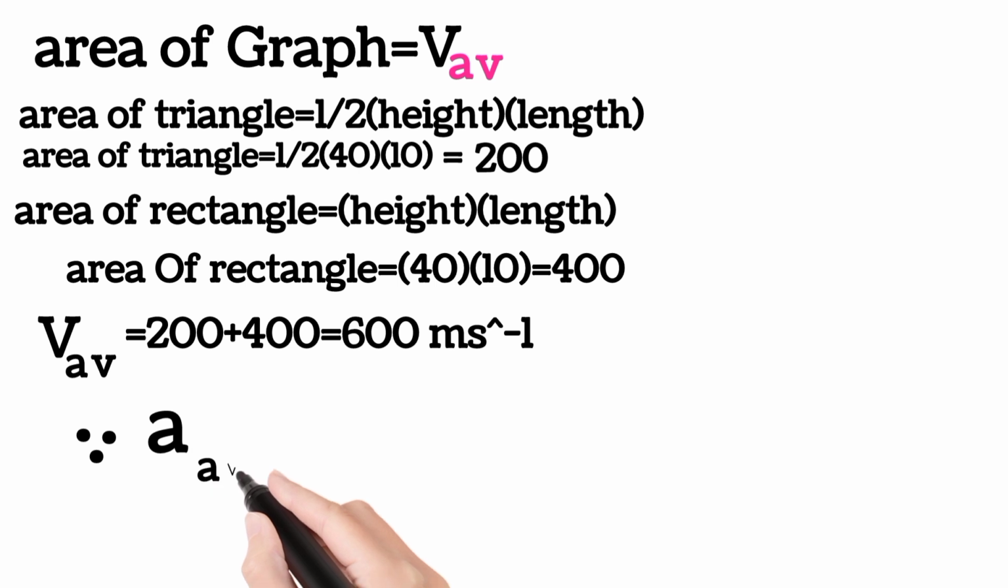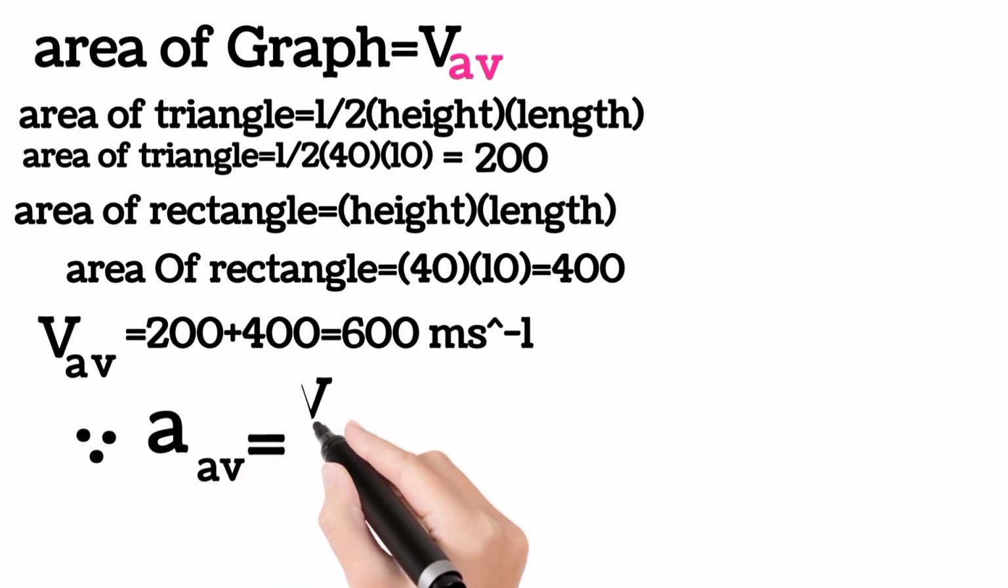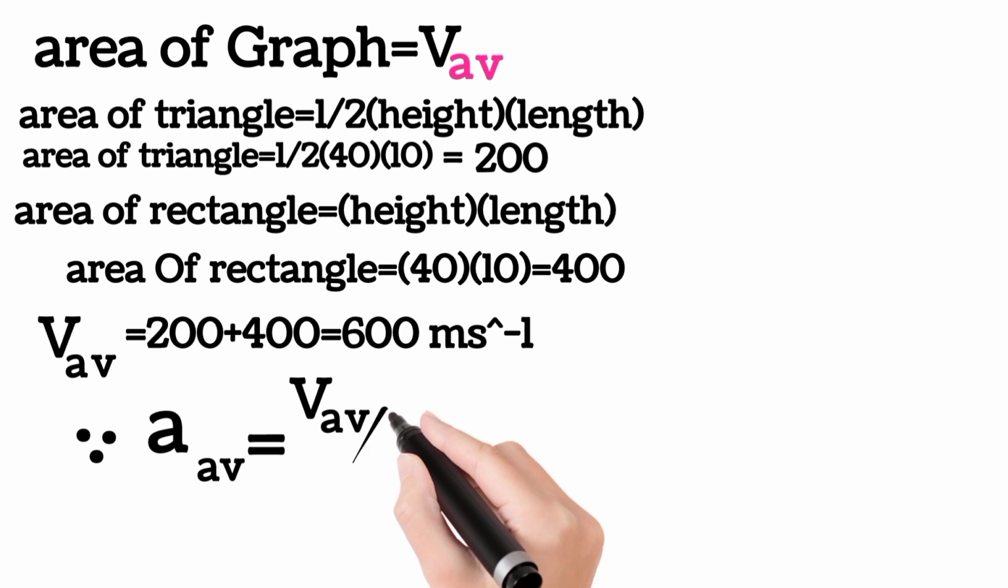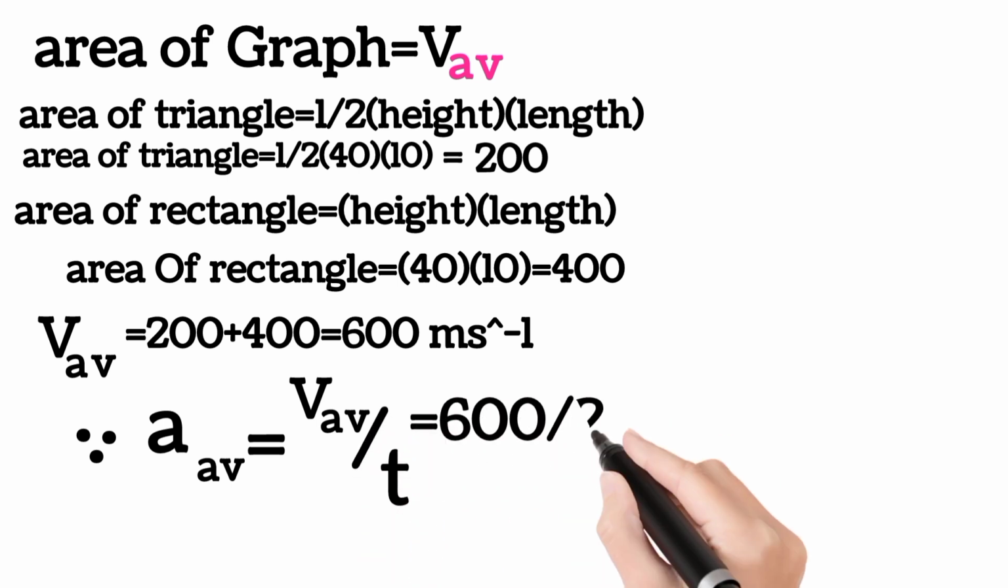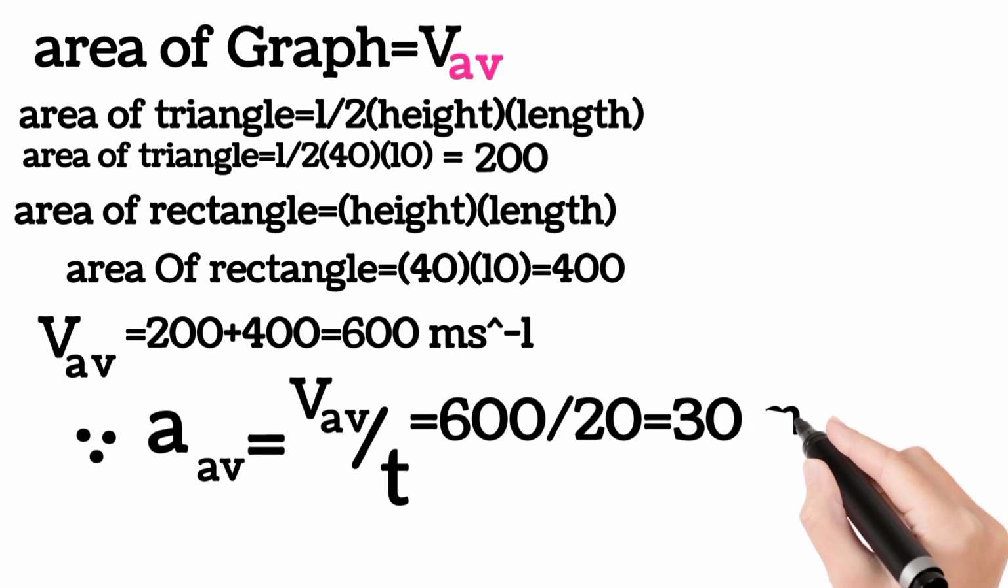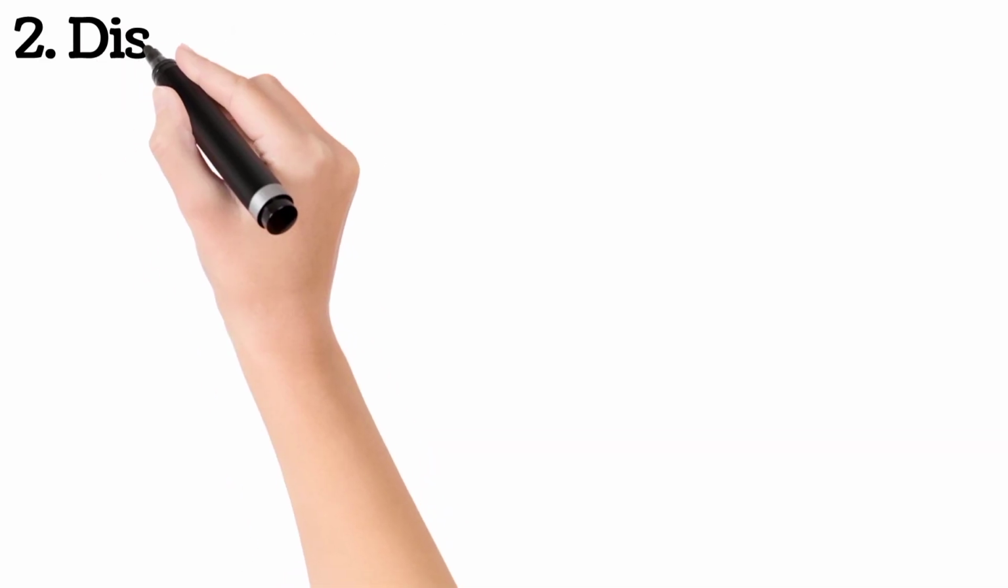As we know, by definition, average acceleration is equal to average velocity divided by time. If we replace all the values, average velocity is 600 divided by 20. The answer is 30 meter per second square.